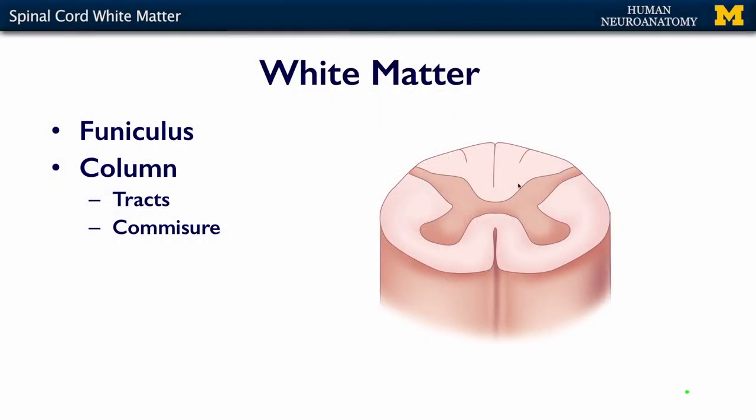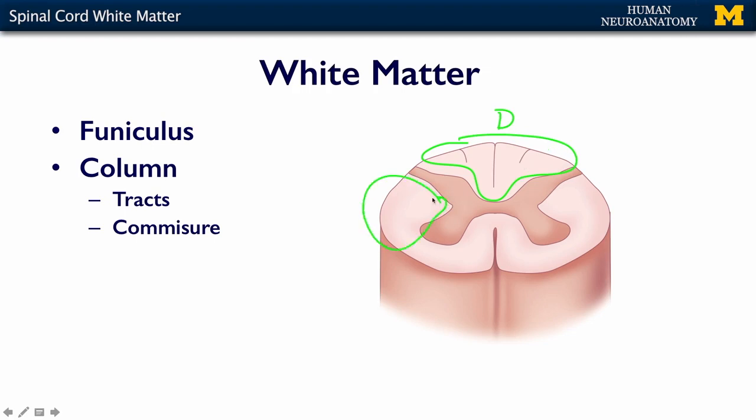The white matter of the spinal cord consists of ascending and descending tracts, and it's myelinated axons that are traveling together. They have different names. In general, we call the big bundles, the whole area, this is the dorsal funiculus. That's what we call it. Funiculus is the term we use for these great big zones of the white matter.